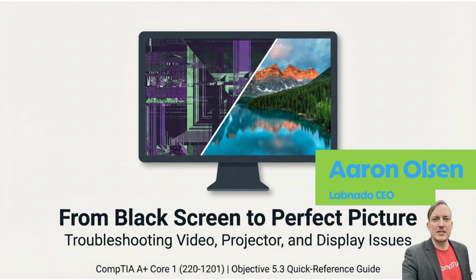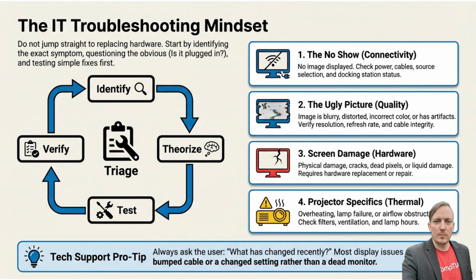Today, we are taking systems from a black screen to a perfect picture as we troubleshoot video, projector, and display issues for CompTIA A+ Core 1, Objective 5.3. Let's get to work. Before we rip apart a monitor, we have to establish our troubleshooting mindset. Do not jump straight to replacing hardware. We break display issues into four categories: the no-show for connectivity, the ugly picture for quality, screen damage for hardware, and projector specifics for thermal issues.